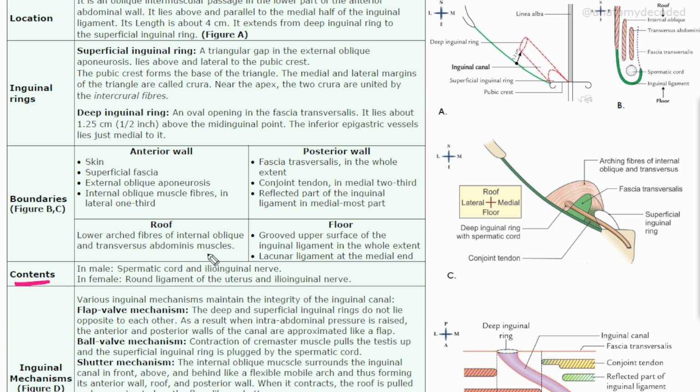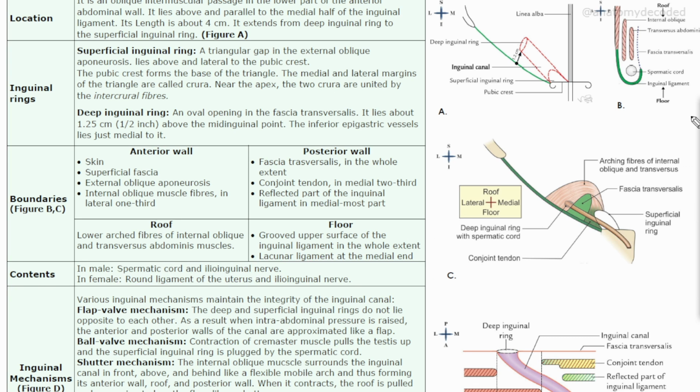And the contents of the inguinal canal: in male, it has spermatic cord and ilioinguinal nerve, and in females, there is round ligament of uterus and the ilioinguinal nerve. There are further contents inside the spermatic cord that we'll be seeing in some time.